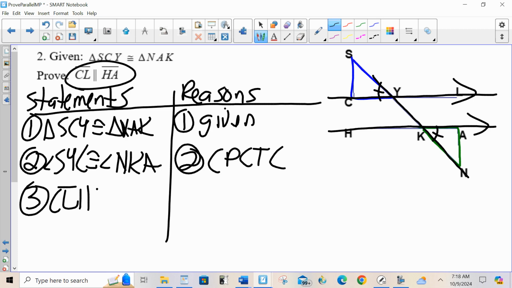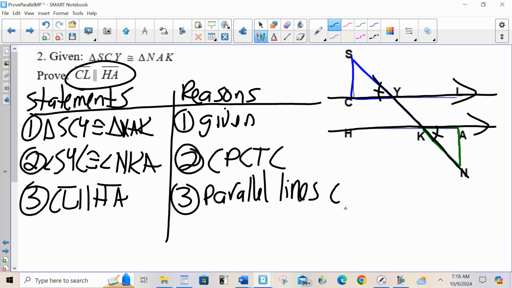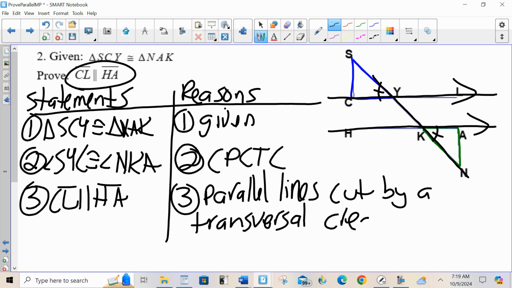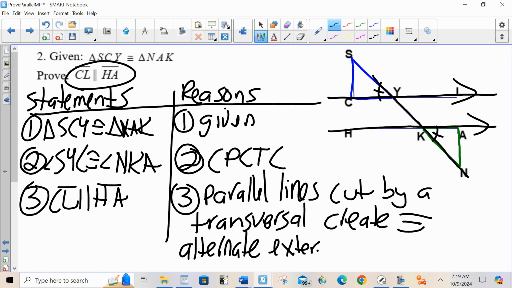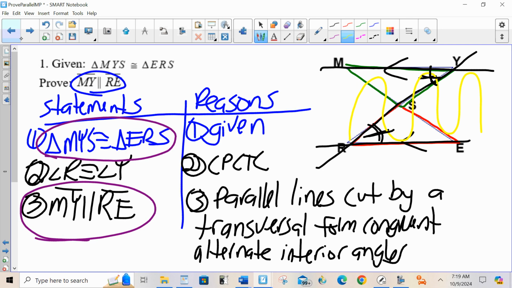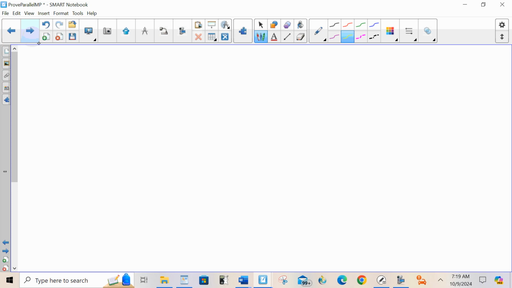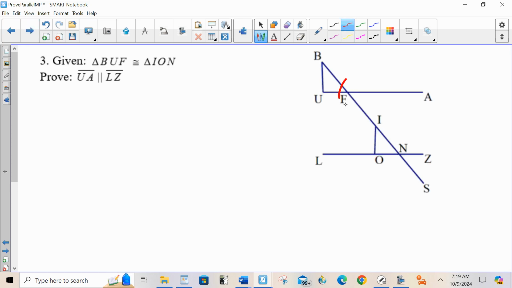CL is parallel to HA. Parallel lines cut by a transversal create congruent alternate exterior angles. And again, they're alternate exterior because they're both outside of the parallel lines. Both outside, alternate exterior; both inside, alternate interior; and when it's one and one, like here, that would be corresponding.